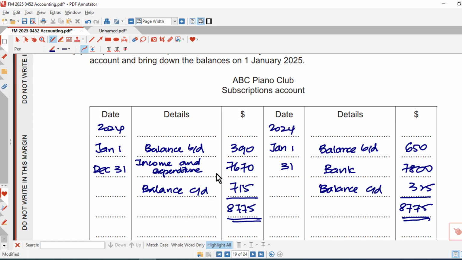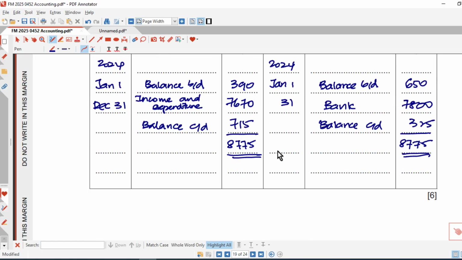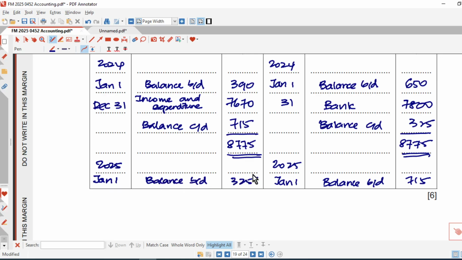So the only thing left to do here is to bring in the opening balance, right? To park it down to 2025, January 1st. So balance brought down on the credit is 715. Balance brought down on the debit is 325. So I hope you know how it works, okay? So the balance carried down will always go into the opposite direction.